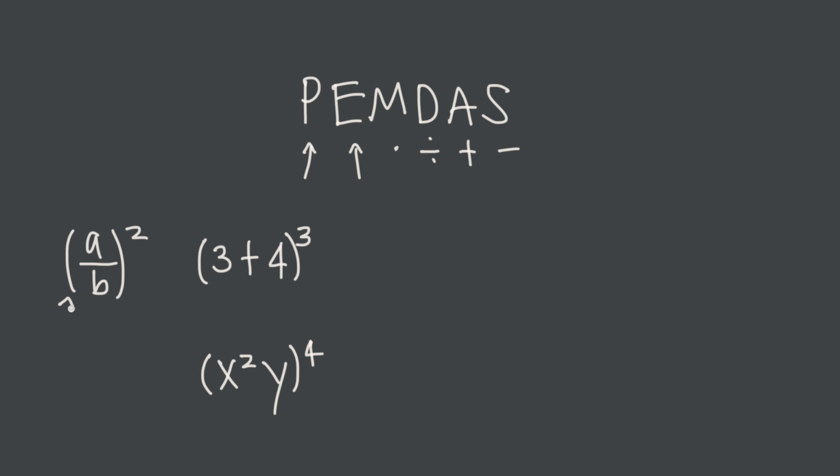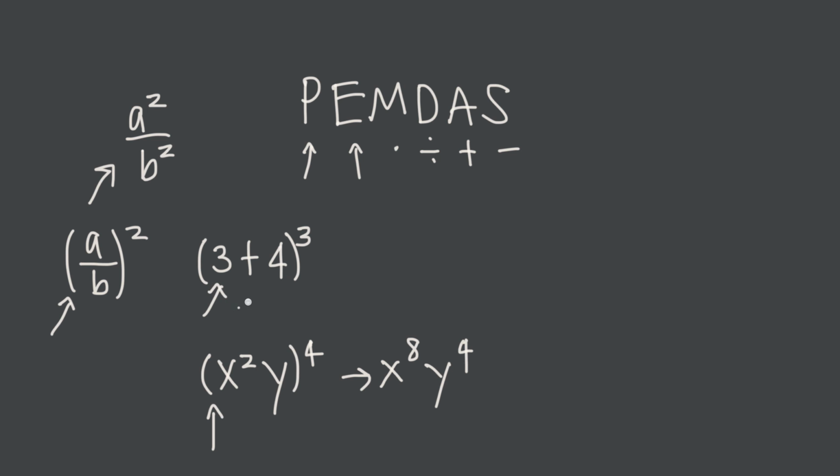So in these two examples, this one here and this one, there's nothing that we can simplify inside the parentheses. So we could then go ahead and apply the exponent, and this would come out to a squared over b squared. This would come out to x to the 8th, y to the 4th. But this here can be simplified. So we would definitely want to do what's inside the parentheses first. We would say 3 plus 4 is 7, and then apply the exponent of 3. We would never want to say that this is 3 cubed plus 4 cubed, or some other application of the exponent. We always want to simplify what's inside the parentheses first.